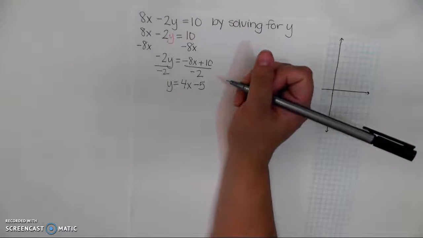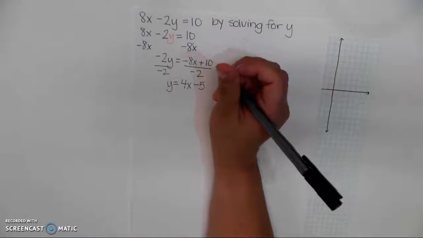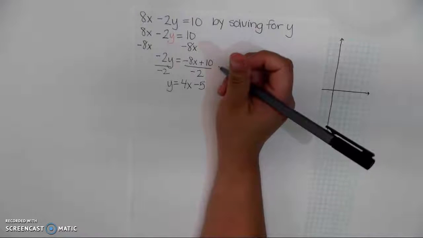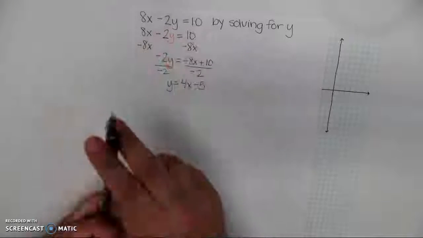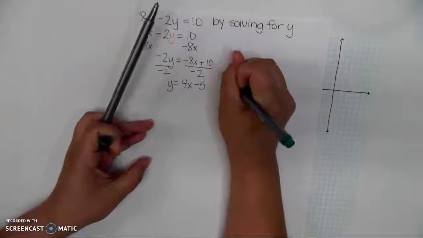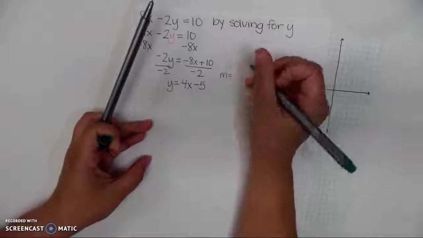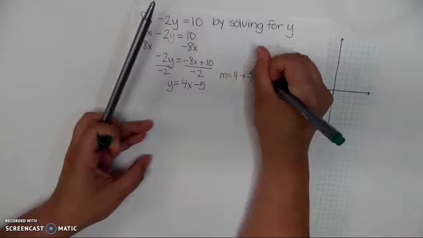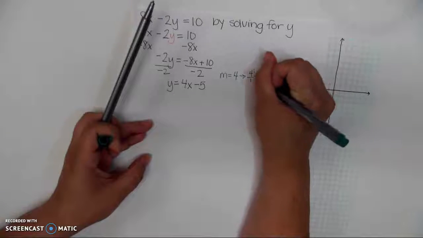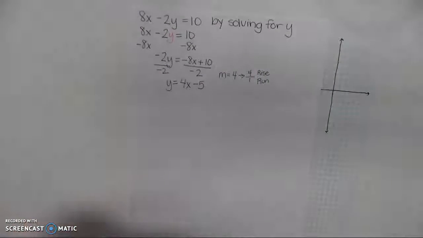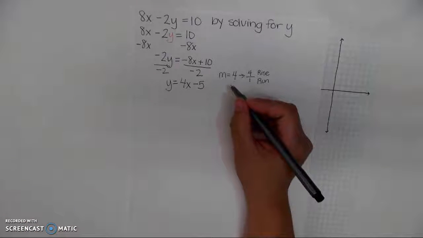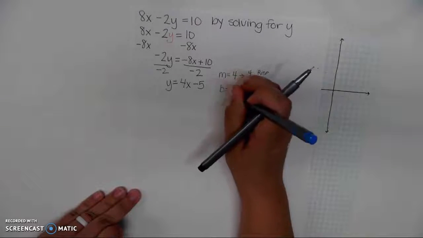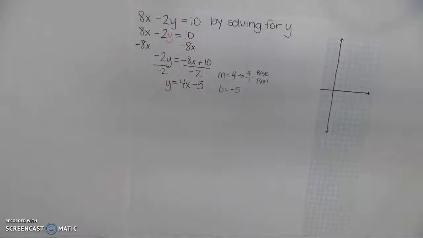So how to graph a line in slope-intercept form, we've talked about this multiple times. So the first thing you do is figure out your slope. Your slope is the number in front of your x, which in this case is 4. I'm going to write it as 4 over 1 because remember 4 is the rise, 1 is the run. And then my y-intercept is the number out back, which in this case is negative 5.